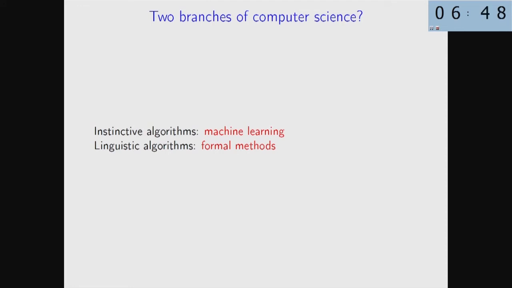And if we want to give names to these 2 branches of computer science, a branch that studies instinctive algorithms and the one that studies linguistic algorithms, we could call the first one machine learning and the second one formal methods. Of course, it's a bit rough classification. We could go further in the details, but let's say there are 2 parts in computer science, machine learning and formal methods.